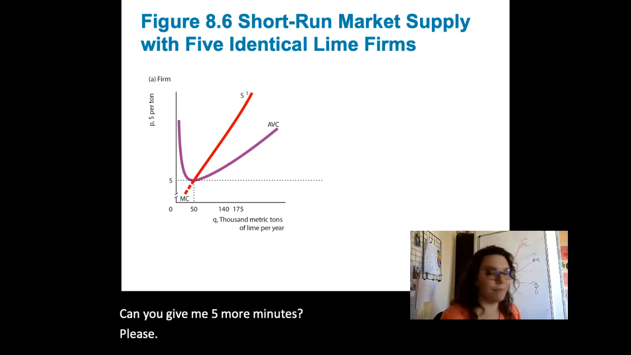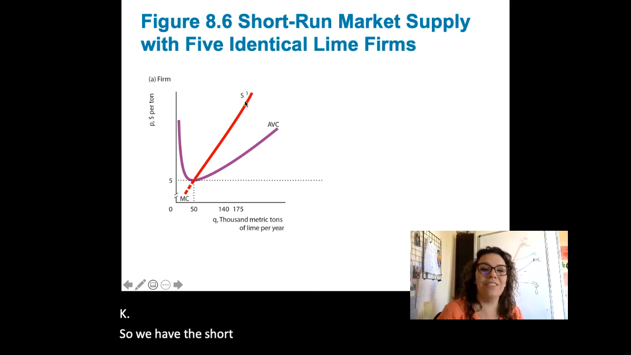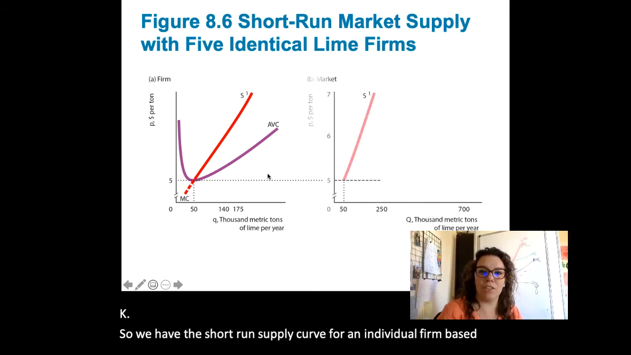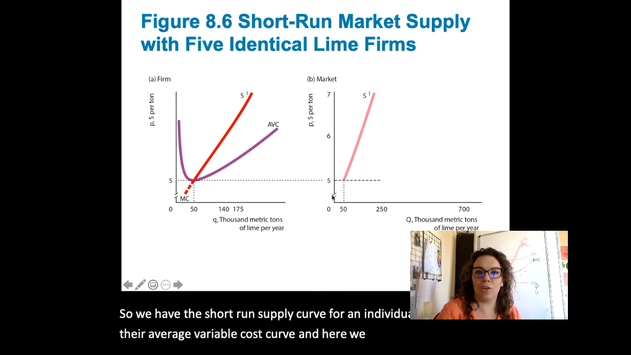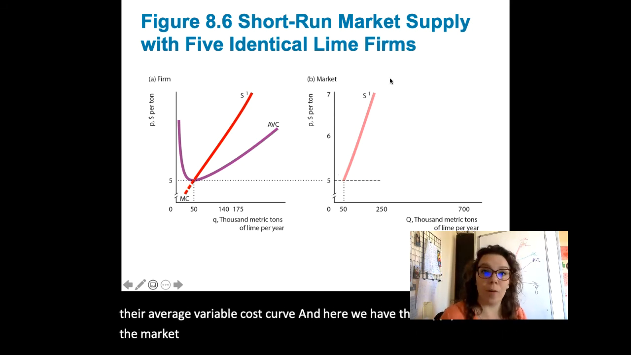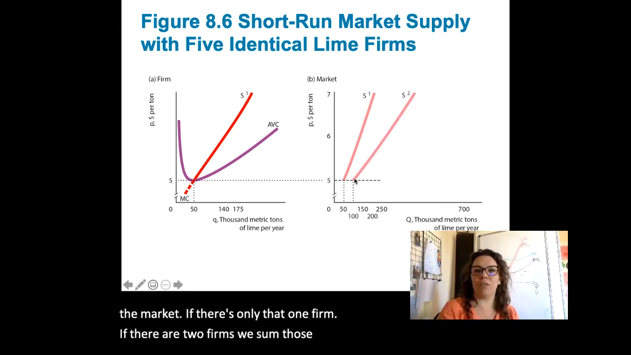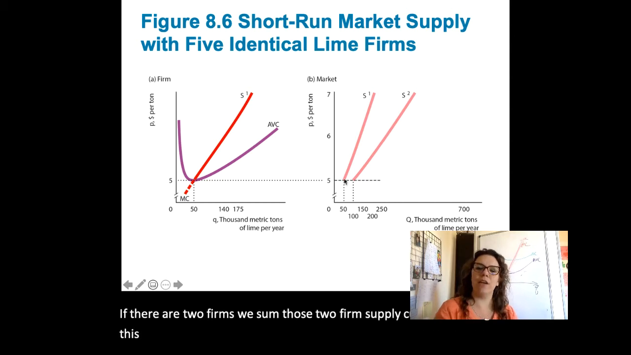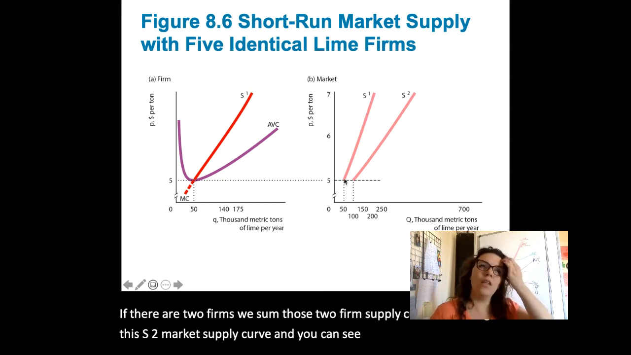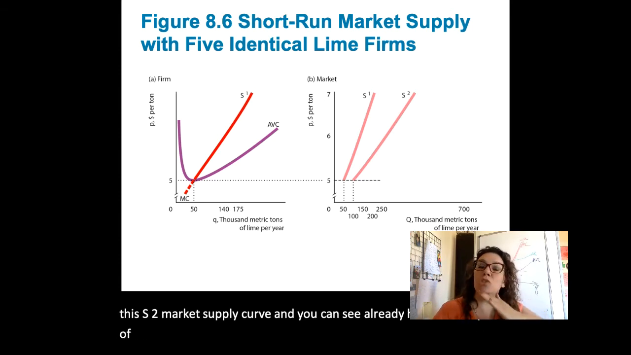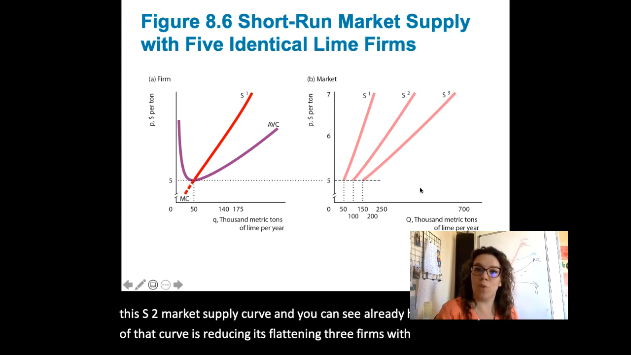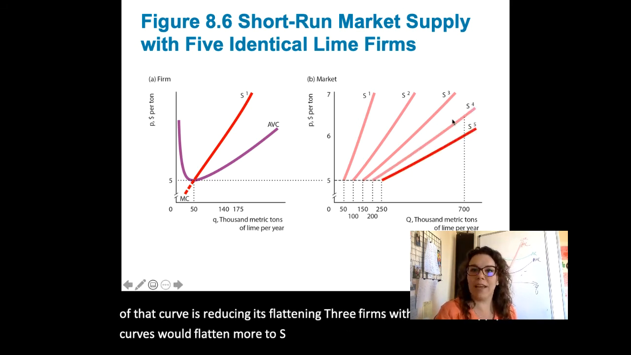Okay. So we have the short run supply curve for an individual firm based on their average variable cost curve. And here we have the supply curve for the market if there's only that one firm. If there are 2 firms, we sum those 2 firm supply curves and we get this S2 market supply curve. And you can see already how the steepness of that curve is flattening. 3 firms with identical supply curves would flatten more to S3. 4 would be at S4. 5 firms would be at S5.